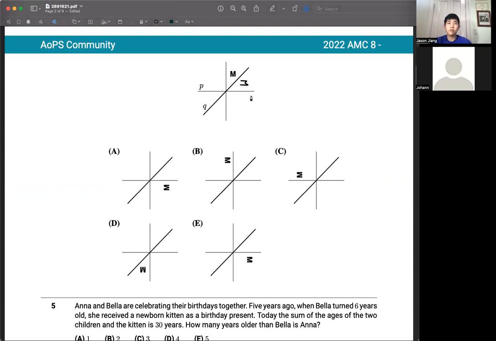And then we're going to reflect over P. So again, it's sort of like folding the paper over that line. And then we will probably end up with something like that. It's also analogous to sort of like looking at it in a mirror. That's sort of like why it's called reflecting. But that gives us E as the answer.